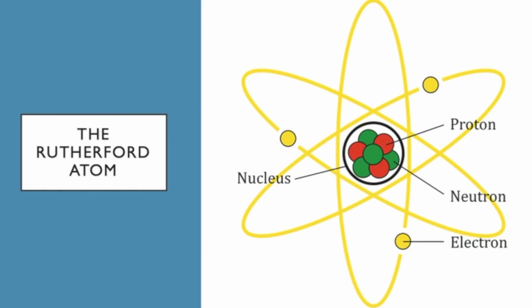And this is the model of the atom that Rutherford and his team came up with: a nucleus in the middle, which was positive and very dense, with most of the mass in there, and then these negative electrons whizzing around the outside.